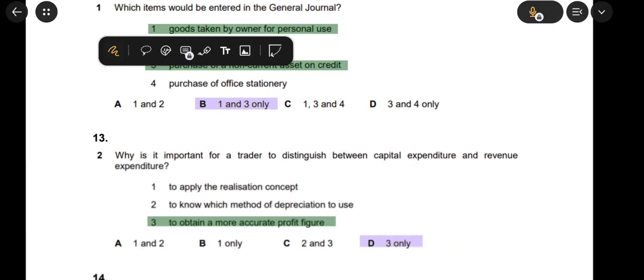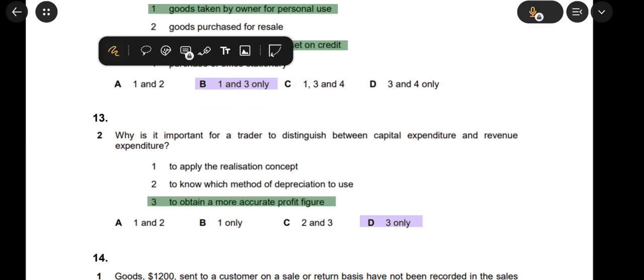Question 13. Why distinguish capital and revenue expenditure? Correct answer, D. 3 only, to get a more accurate profit figure. Explanation. Capital expenses, like buying equipment, are spread over years. Revenue expenses, like repairs, hit profit immediately. Mixing them up distorts profit. That's why we separate them, to show true performance.